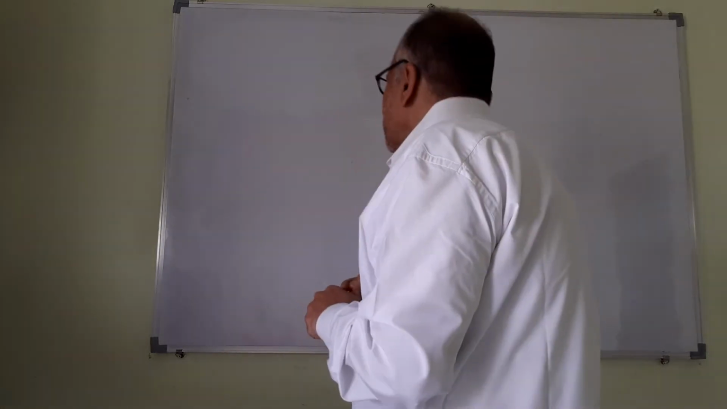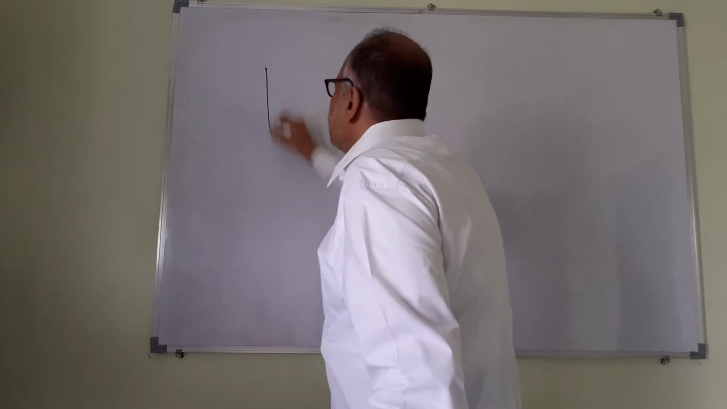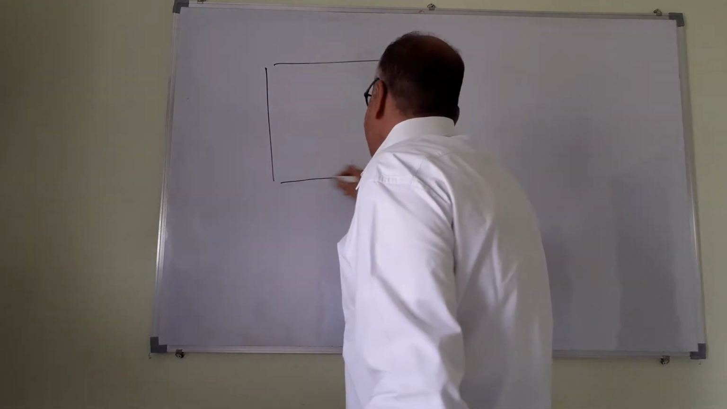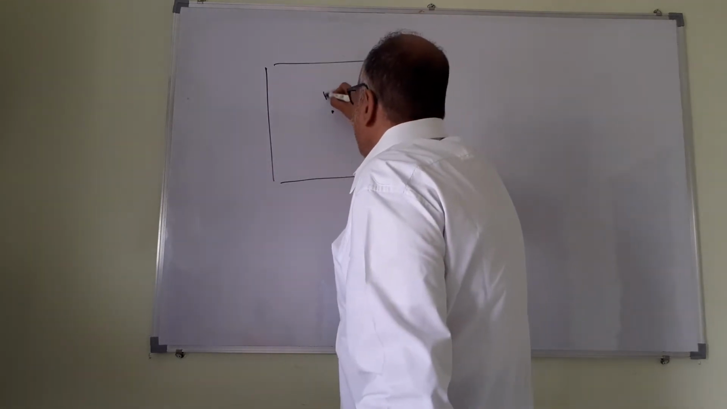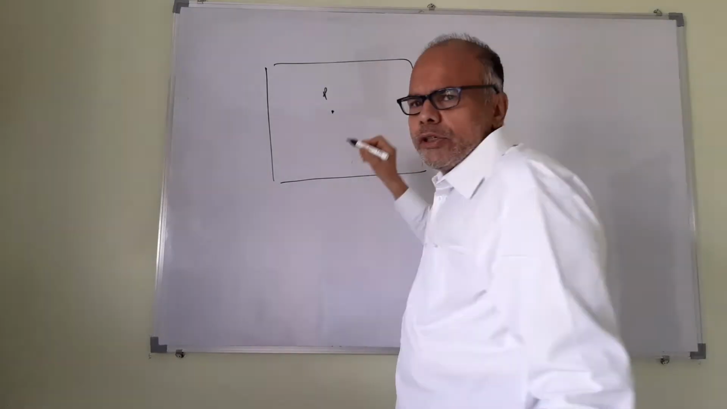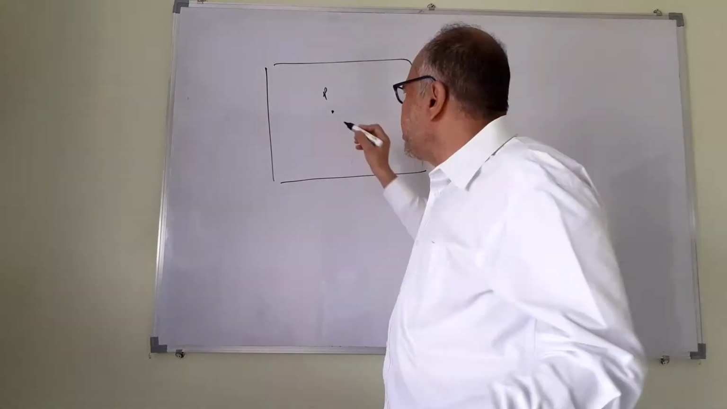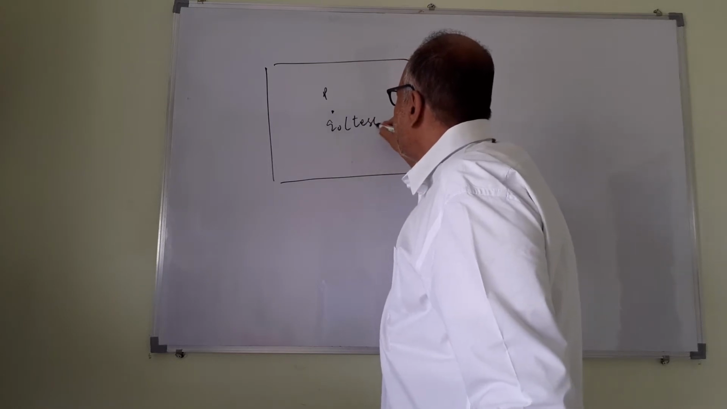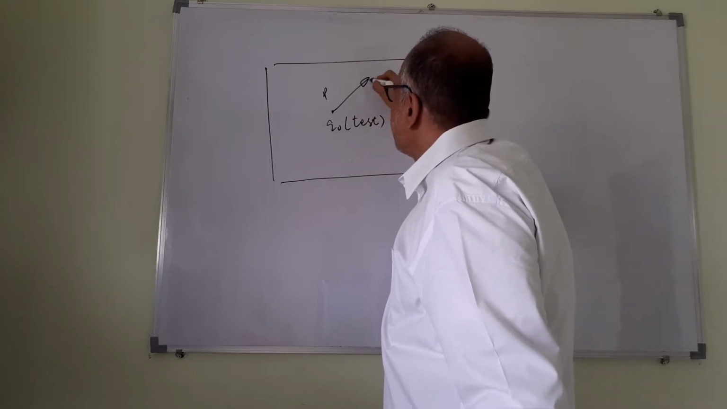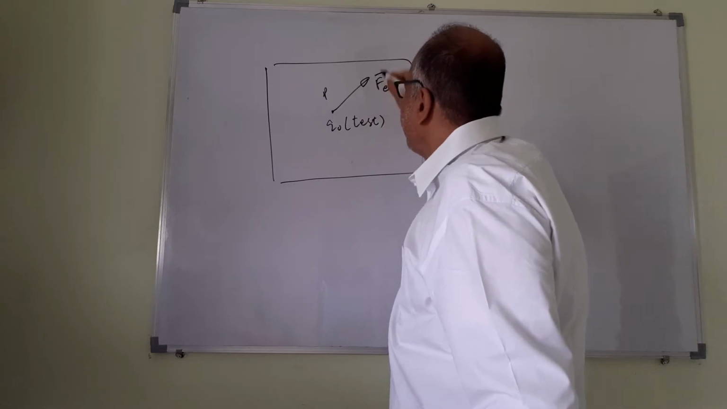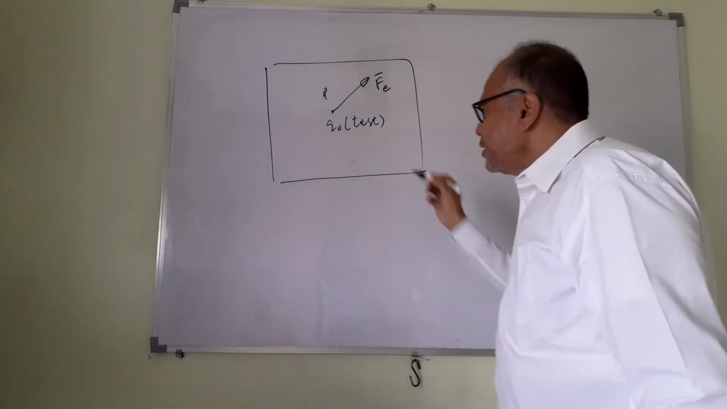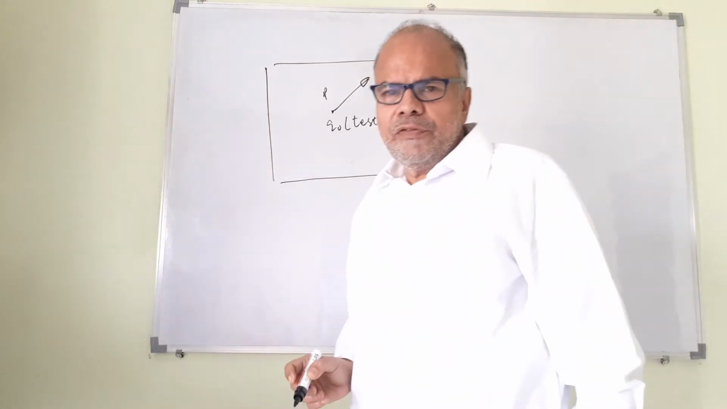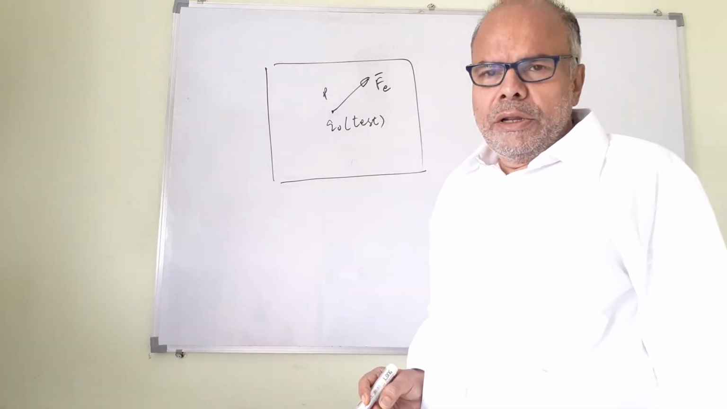So, if this is the region and we have got a point P at which we wish to ascertain whether there is an electric field, we place a test charge Q naught there. Let us say it experiences a force, electric force Fe. Then there would be an electric field at that point.